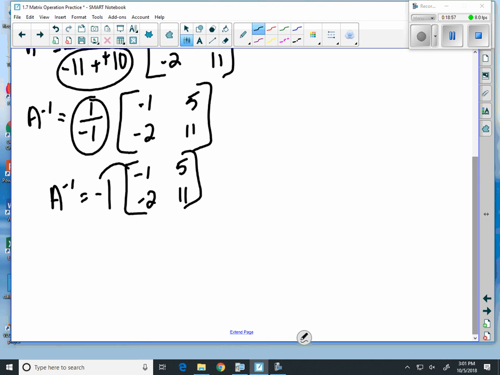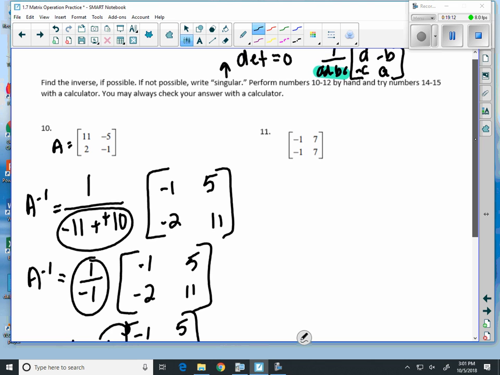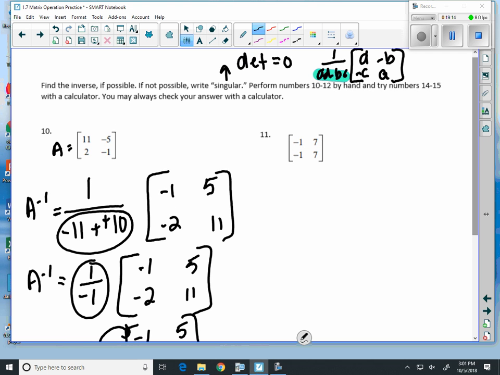And then we distribute our negative 1 into every entry of our matrix. Basically, what happens here is our signs flip, and that's the inverse of our matrix. On to number 11. We're going to go ahead and do the exact same process. I'm just going to call this matrix B.